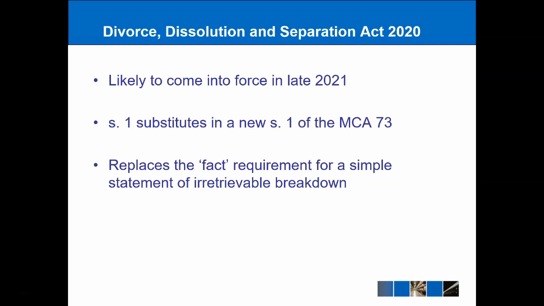Section 1 of the Act basically substitutes in a new Section 1 of the Matrimonial Causes Act 1973. And that Section 1 of that 1973 Act is all about the facts that are the basis for any divorce. And these can include things like desertion and adultery, but instead of that now, we're going to be replacing those facts of divorce with a simple statement of irretrievable breakdown. And that idea of replacing it with a simple statement has its advantages and its disadvantages as well, so let's think about some of those.